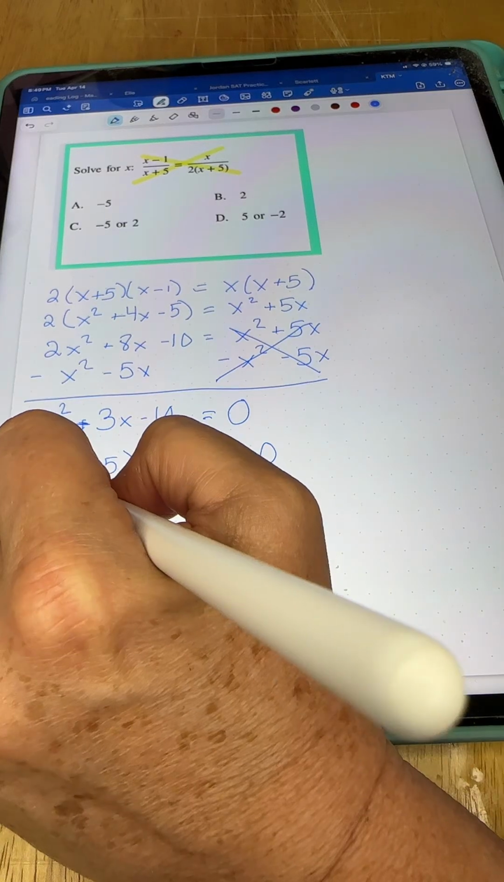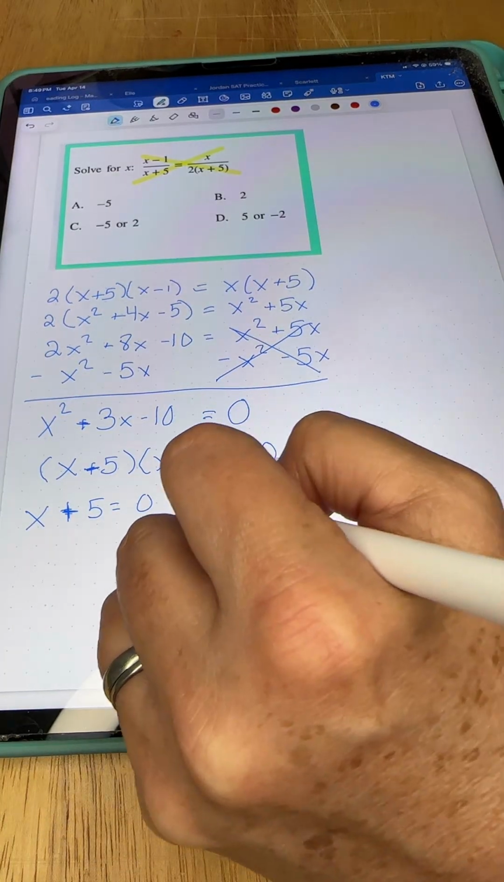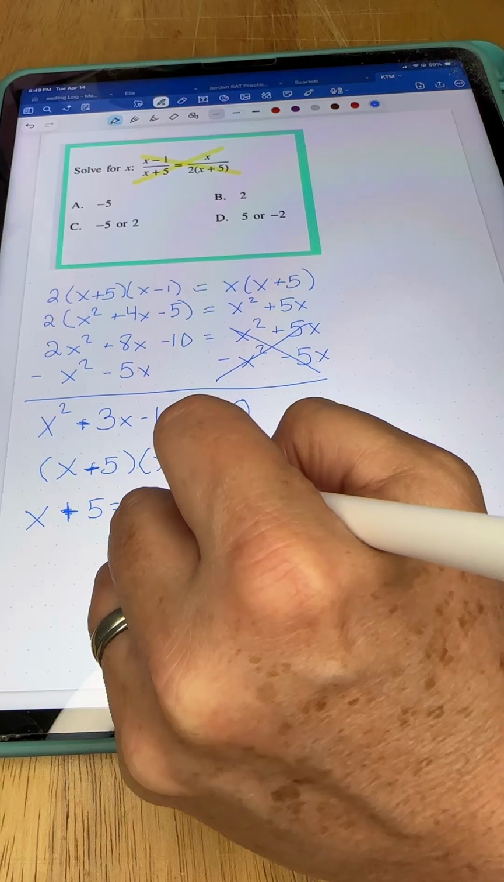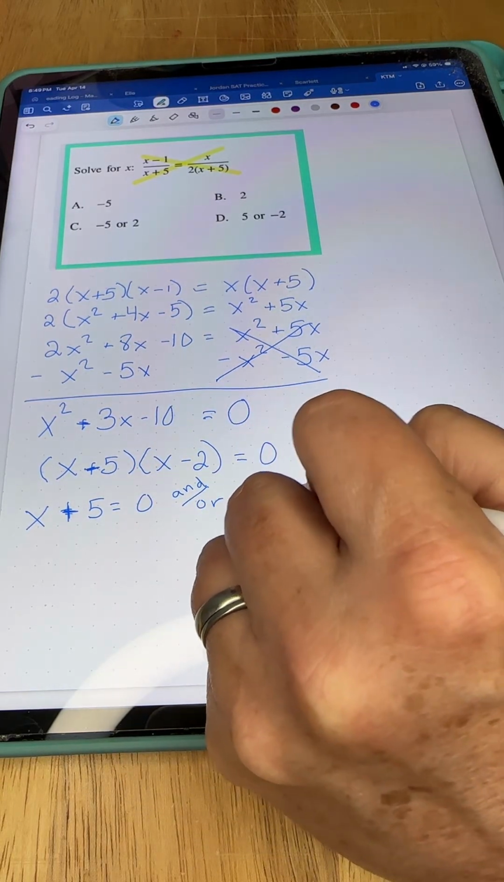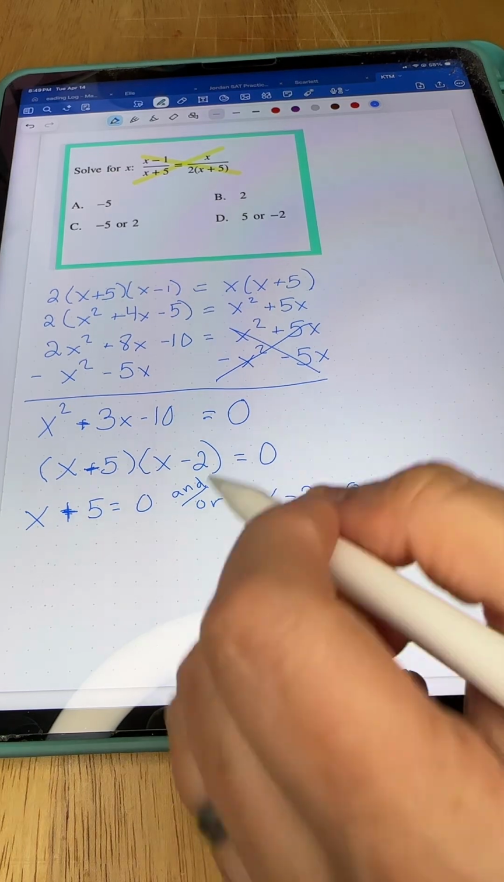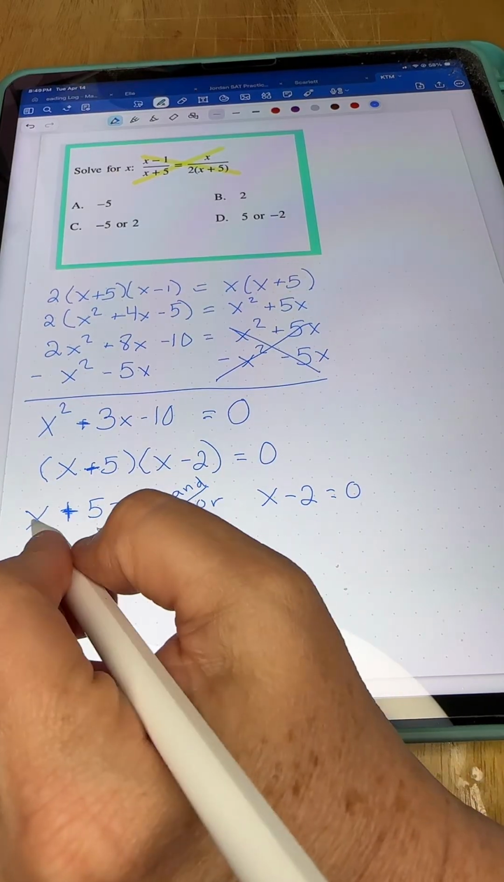x plus 5 equals 0, and/or, I always say and/or because it could actually be both. So that's how I teach my students to do it. And/or x minus 2 equals 0, because both of those could be equal to 0 or just 1. Okay, so we're solving for x.